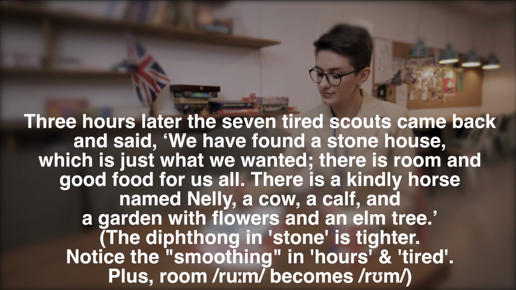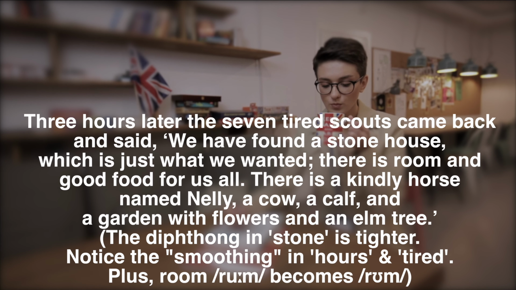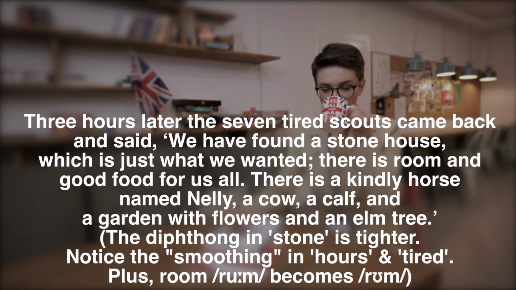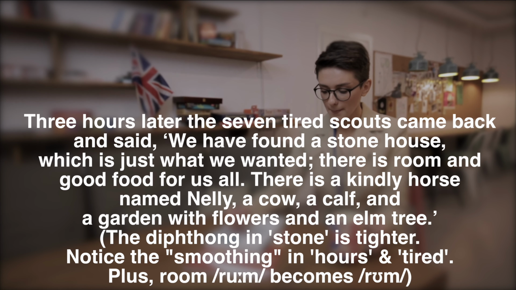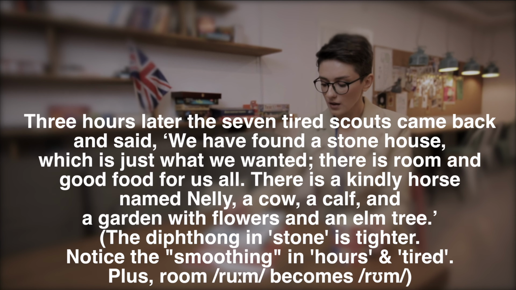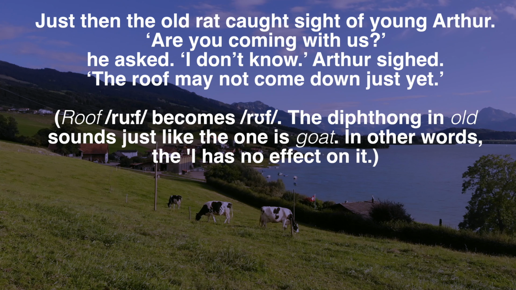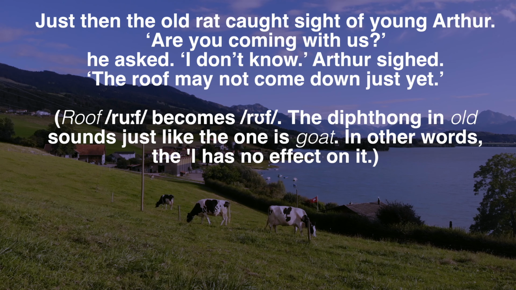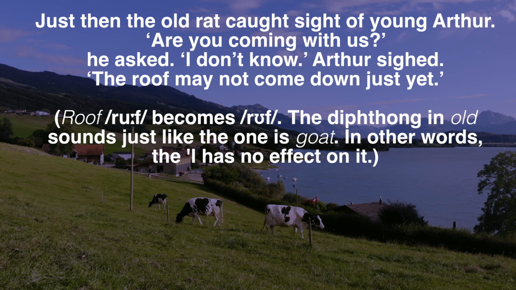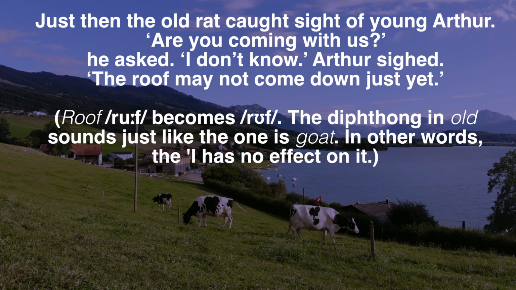Three hours later, the 7 tired scouts came back and said, "We've found a stone house which is just what we wanted. There's room and good food for us all. There's a kindly horse named Nellie, a cow, a calf, and a garden with flowers and an elm tree." Just then, the old rat caught sight of young Arthur. "Are you coming with us?" he asked. "I don't know," Arthur sighed. "The roof may not come down just yet."